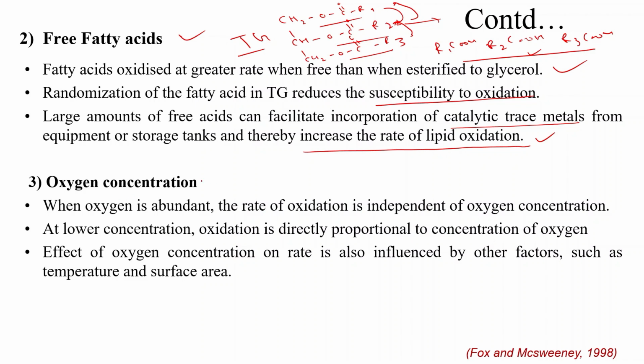Then coming to oxygen concentration, it's written that when oxygen is abundant, the rate of oxidation is independent of the oxygen concentration. So if oxygen is saturated, oxygen is abundant, then auto-oxidation won't be affected by the concentration of oxygen. But if a lower concentration of oxygen is there, obviously oxidation is directly proportional to the concentration of oxygen, because both singlet oxygen and triplet oxygen are involved during the auto-oxidation. So at lower concentration, oxidation is directly proportional to the concentration of oxygen.